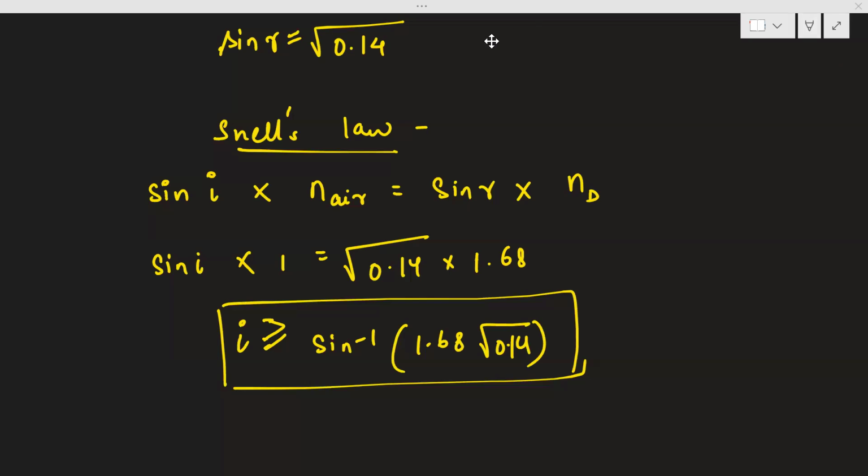Okay, Ranim, so TIR is completed. I'll discuss the lens maker formula now. Lens maker formula in the next class.